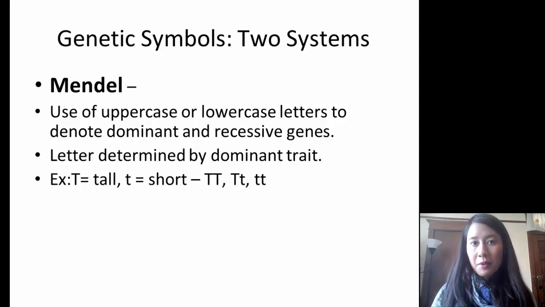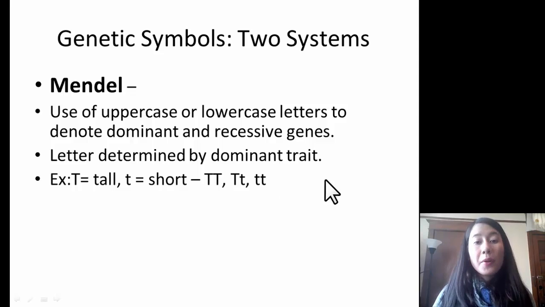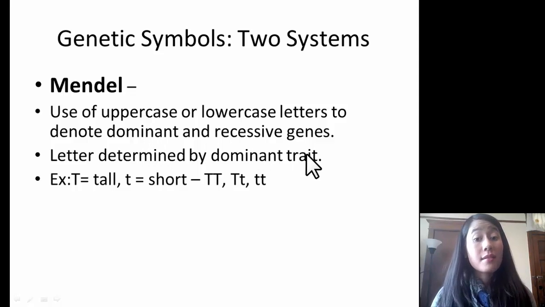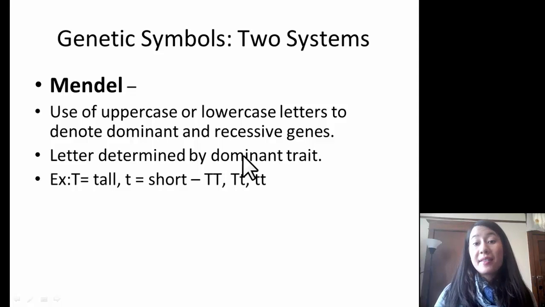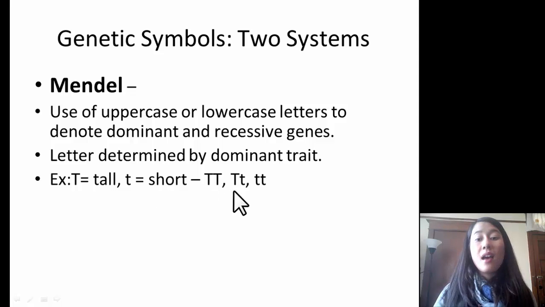In order to talk about fruit flies, we have to talk about a new system of denoting our genes. We've been talking about Mendel's system previously, and Mendel uses uppercase and lowercase letters to denote which genes are dominant and which genes are recessive. The letter is determined by the dominant trait that we're studying. So an example that we've talked about is capital T is tall, lowercase t is short, the tall gene is dominant, the short gene is recessive, and then we can get these combinations of genotypes as a result.